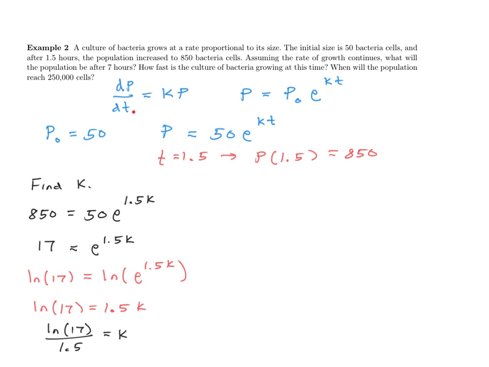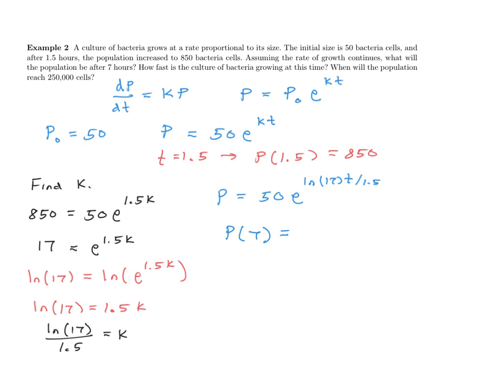If we assume that this rate of growth continues, what will the population be after 7 hours? So here, I'm going to set up my formula. My completed formula is P is equal to 50 times e to the, and I'll write this as the natural log of 17 times t, all divided by 1.5. I can now do this directly in my calculator. I'll put 7 in place of t and simplify this, and let's see what we get.